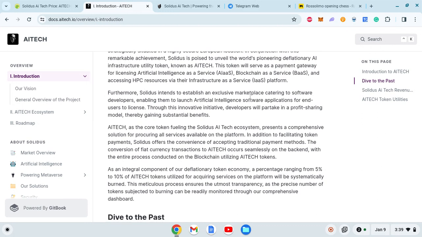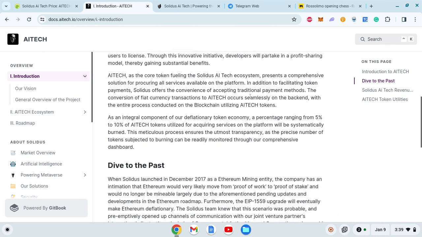Because there are many ambitious projects in the cryptocurrency market, including in the AI market. But overall, if these projects are driven by the community, if the community is totally involved in the growth and long term success of the project, then only can the project survive in the longer term.